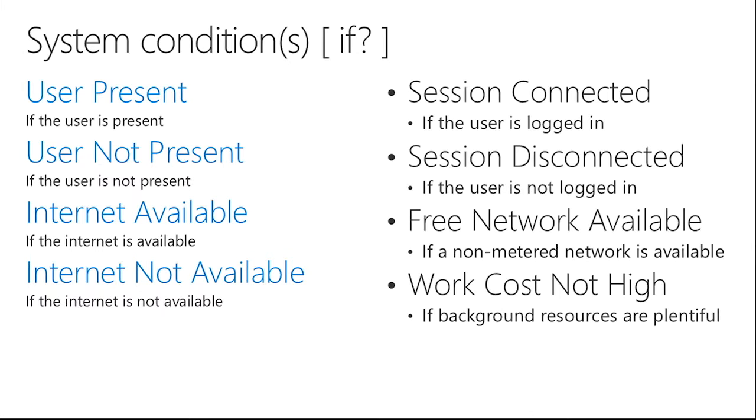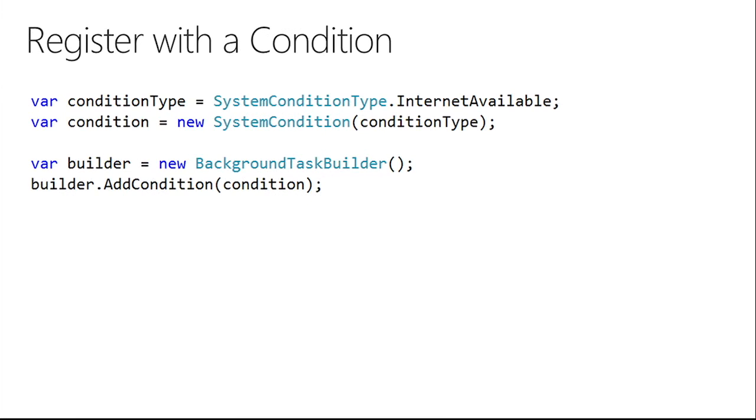So you can put these conditions on when you register the task, saying, I only want you to run it when the system is not stressed, the work cost is not high, for example, and we've got an internet, and the user is not present, or something like that. The way you do that is you new up a system condition, give it a condition type, and call add condition on your builder. It's pretty simple. Yeah, it is really simple.